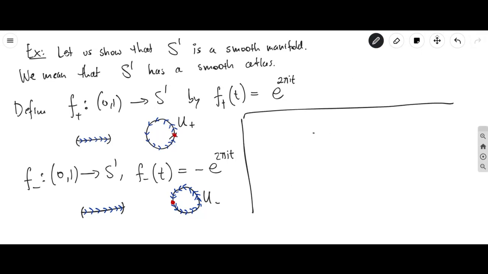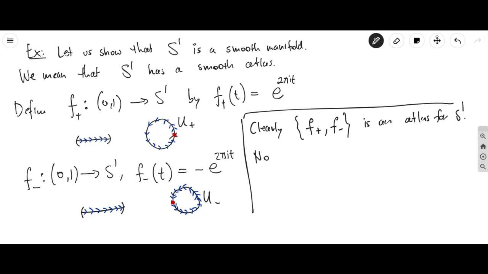And we claim that, well, maybe I should first say this. Clearly, the collection of these two maps, F plus and F minus, is an atlas for S1. It is an atlas because the image of F plus is U plus, the image of F minus is U minus, and these two open sets are being mapped homeomorphically to this one, which is homeomorphic to R. And the union of these two open sets exhausts and gives you the entire topological space S1. So you've satisfied the condition to have an atlas. But you then have to check.